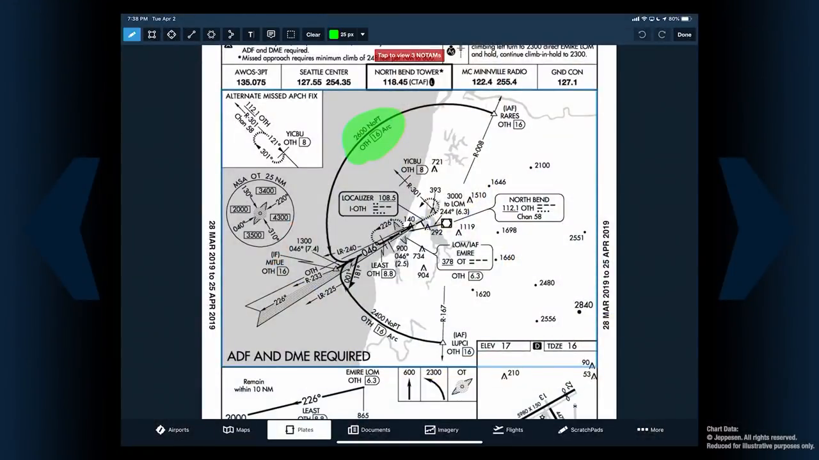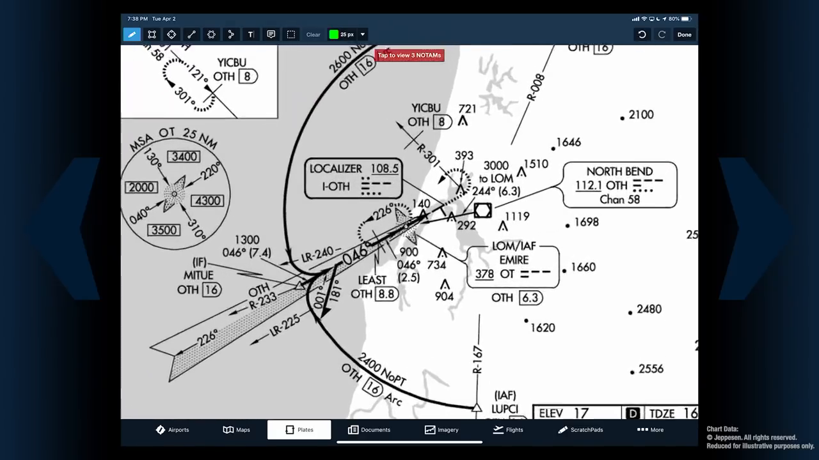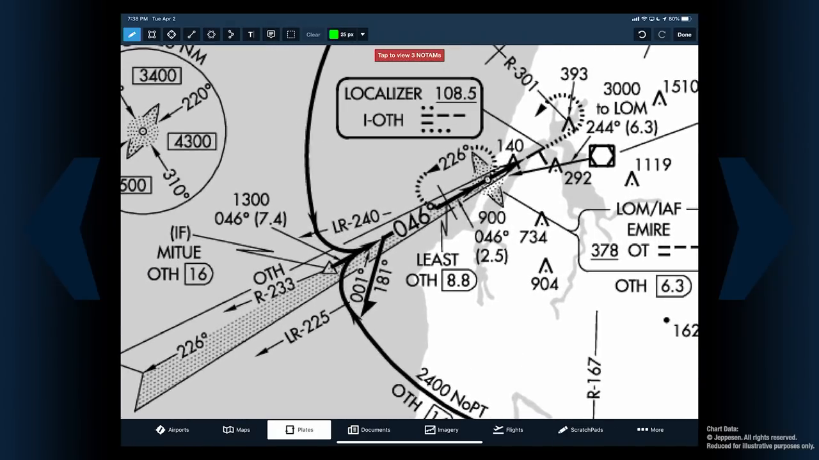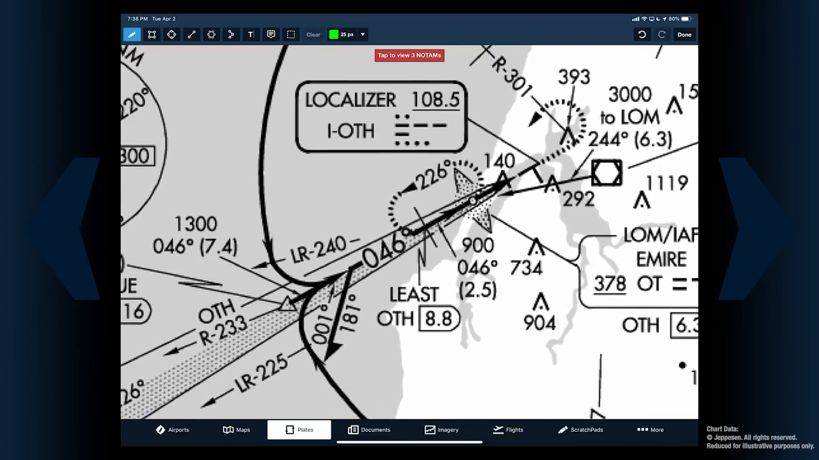Yeah, let's take a look at that. I'm going to go to 226. I'm going to go to 4Flight. That'll make that a little bit easier to see. So I'm going to clear this out too. Okay, right there, you can see the 226 and the localizer, 233 off the OTH.